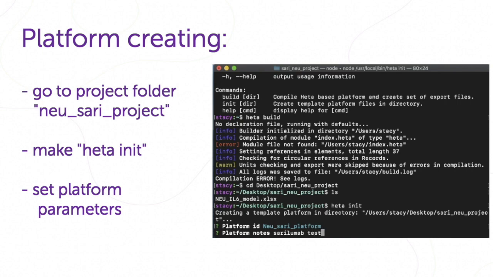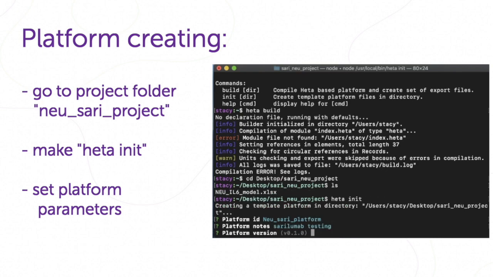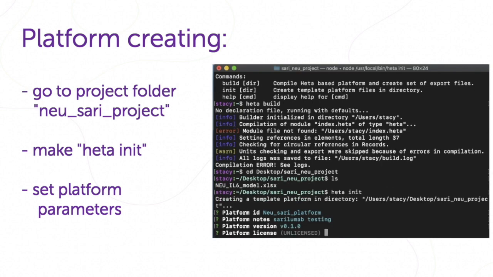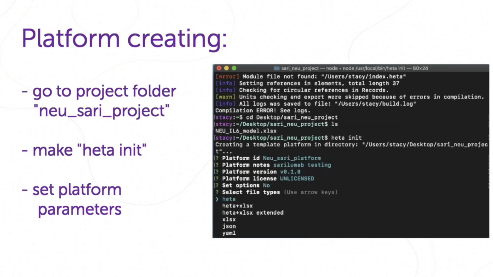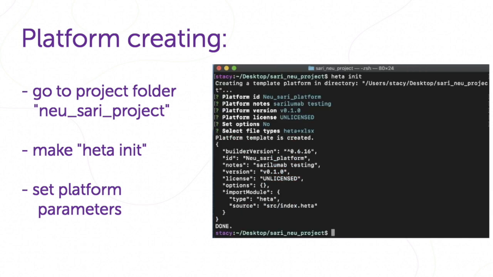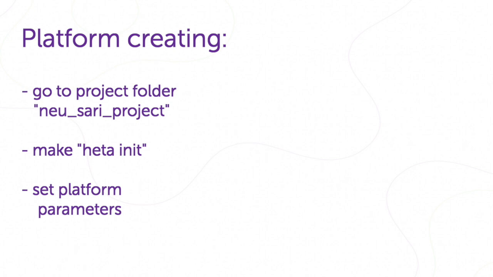Keywords help people to discover your package. Substantial changes to the platform should come along with changes to the version. Then the license identifier, and turn off or on the options. In file types, choose Heta plus Excel. This option creates a template of a Heta Excel file. Based on this template, we will create the sirolimus pharmacokinetic model. We will write it in this format for the further integration with the exported IRT template.